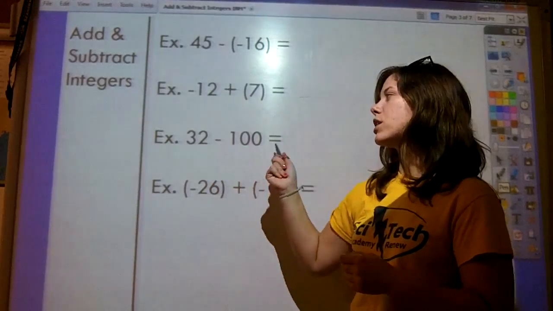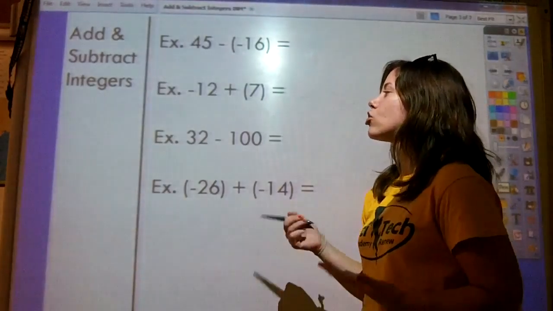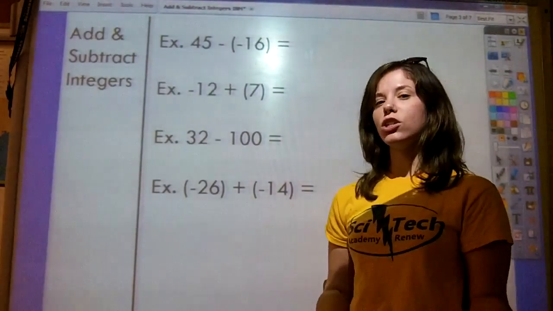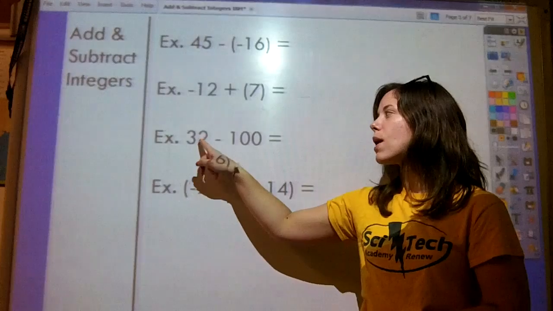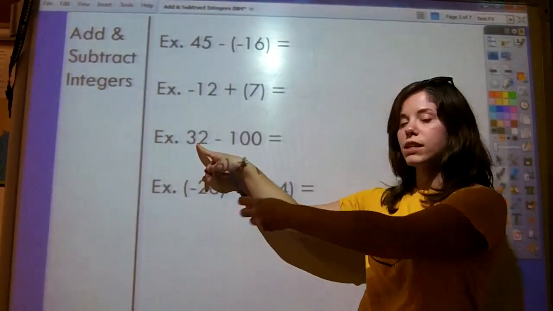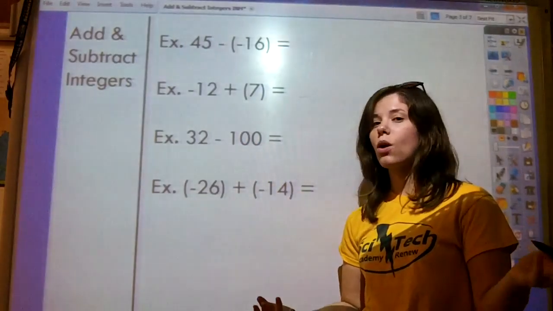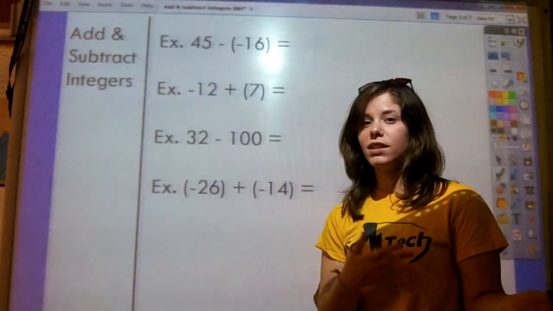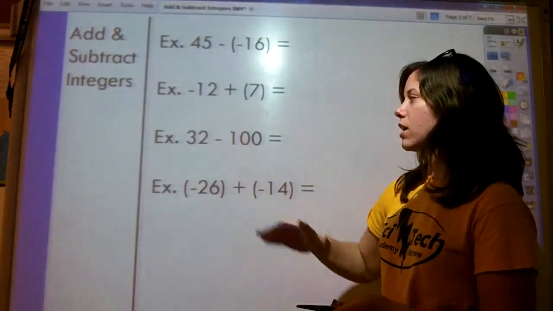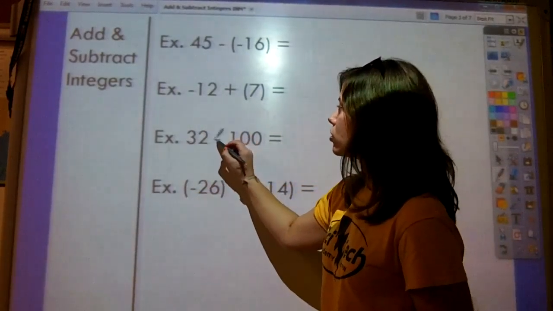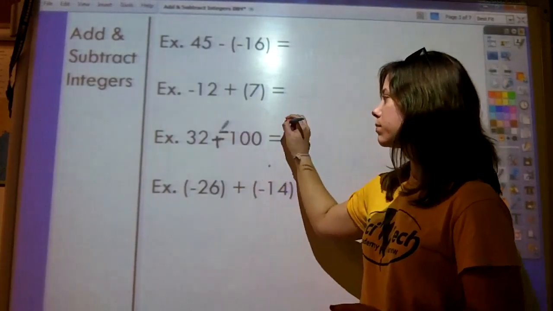$32 minus 100. This is one where I see a lot of kids make a silly mistake. A lot of kids just mix it up and do 100 minus 32 because you think, oh, 100's bigger. But you have to be careful with this. What this problem says is you have $32 and then you try to take away or spend 100. You don't have $100 to spend, so automatically you're going to owe the bank money. This is going to be a negative answer. But when we subtract, we use keep, change, change. Let's do it. Keep the first one, change subtract to add, and change positive 100 to negative 100.